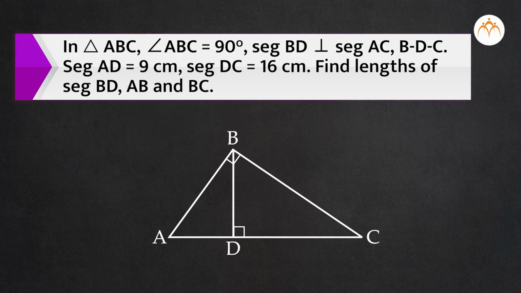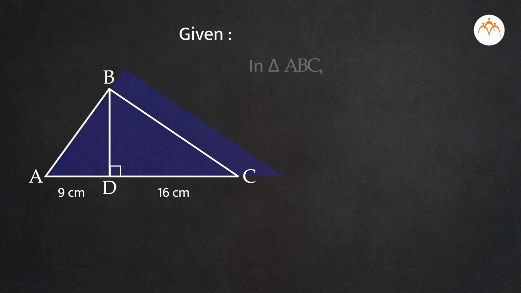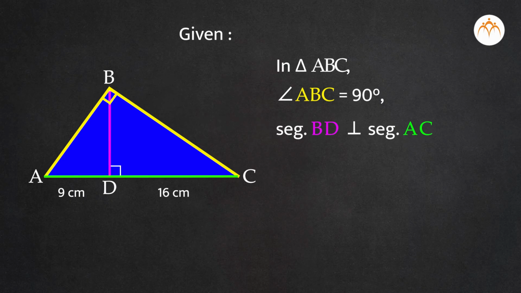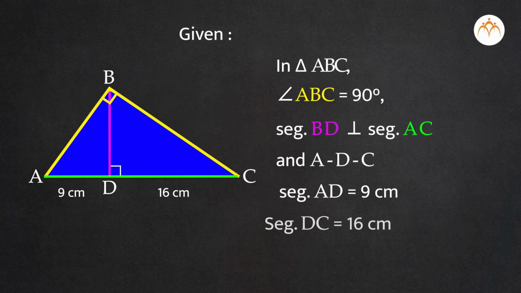Let's see the solution. Given: in triangle ABC, angle ABC is equal to 90 degrees. Segment BD is perpendicular to segment AC. Point D lies between point A and point C. Segment AD is equal to 9 cm. Segment DC is equal to 16 cm.